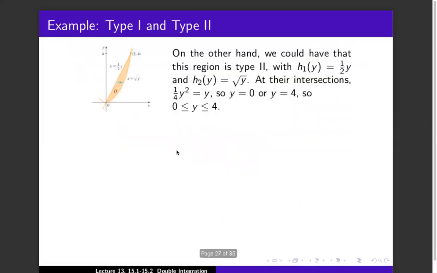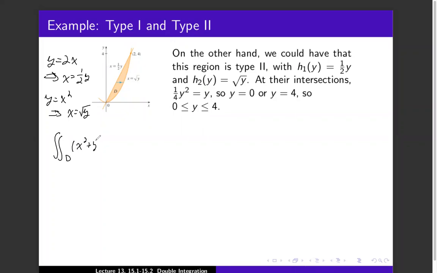Now, we can also do this as a type 2 region, but you have to be a little bit careful here. On the left-hand side, we've got the curve h1 of y equals 1/2 y, because x equals 1/2 y. This curve on the left-hand side was y equals 2x, but that's the same thing as saying x equals 1/2 y. Meanwhile, y equals x squared implies that x is root y in this case. So you can also write this as the double integral over D of x squared plus y squared dA. This is how you change the order of integration. You also have to change what the bounds are.